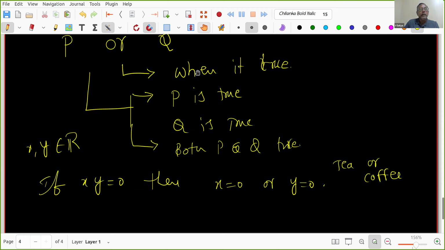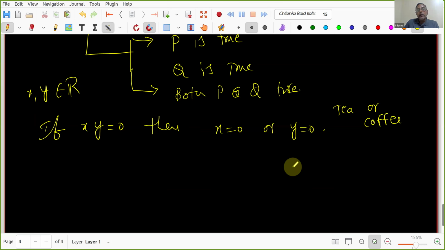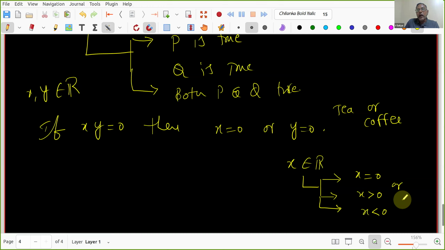For example, you take x belongs to R, right? Then there are 3 cases. What are the 3 cases? X is equal to 0 or x greater than 0 or x less than 0, right? And exactly one of them is going to happen. That also we need to mention. Exactly one of them will happen. That also you need to tell.